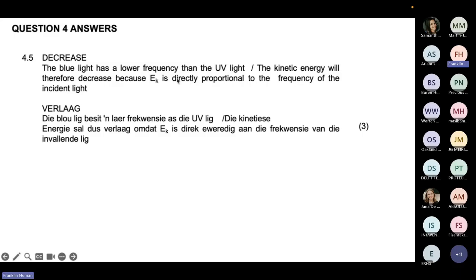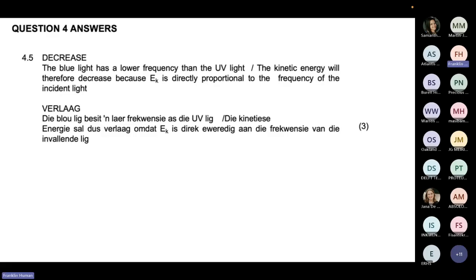The kinetic energy is directly proportional to the frequency of the incident light. You may want to jot that down as well, or maybe underline it if you've written it down as the answer. And what does it mean? It means that as your frequency increases, your kinetic energy will also increase. That's of your incident light.